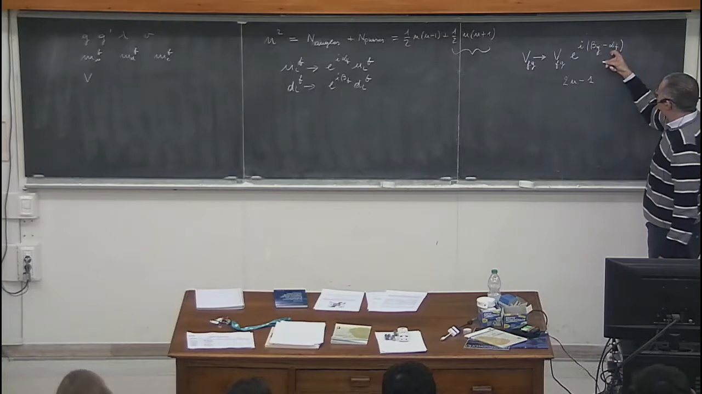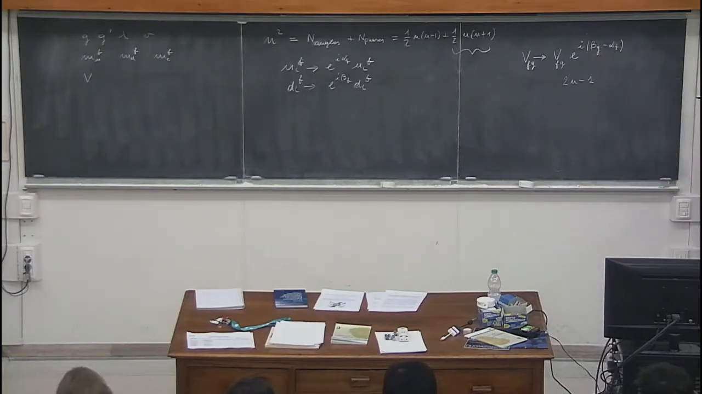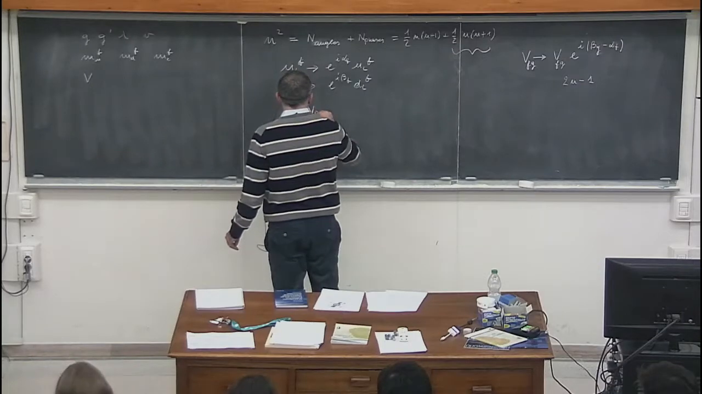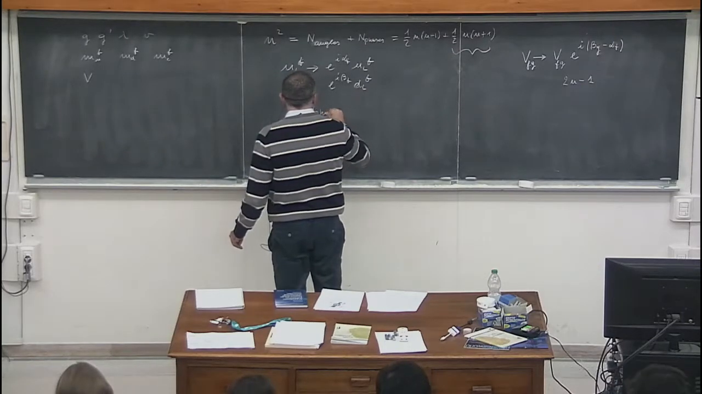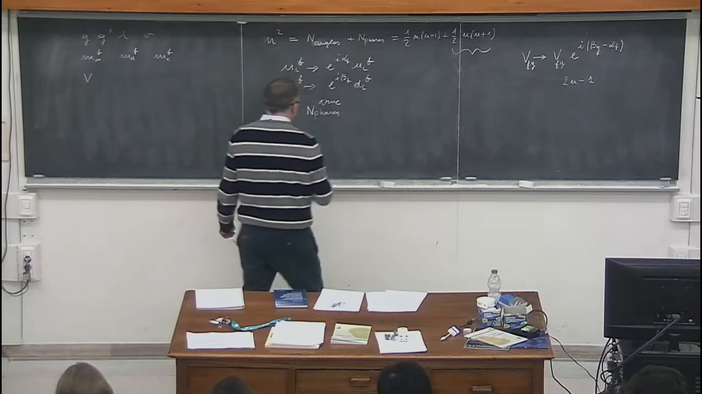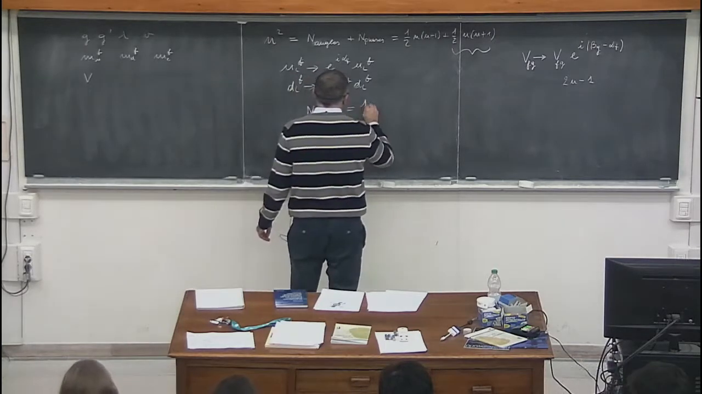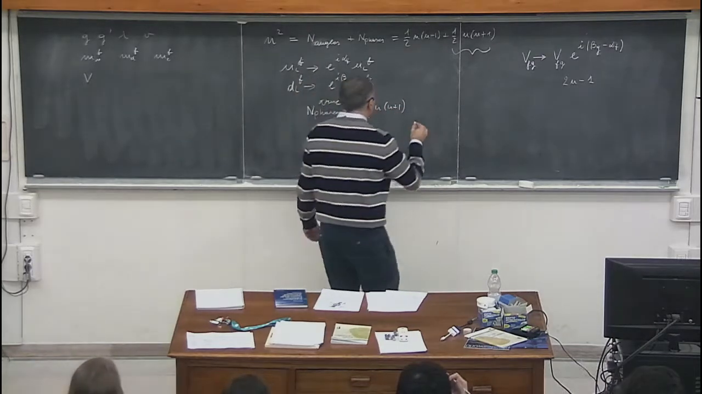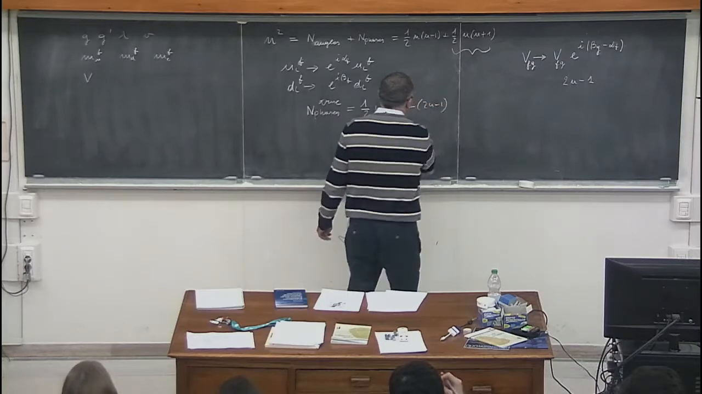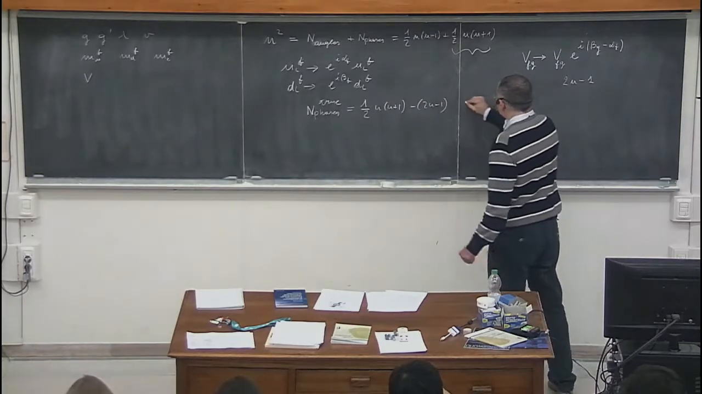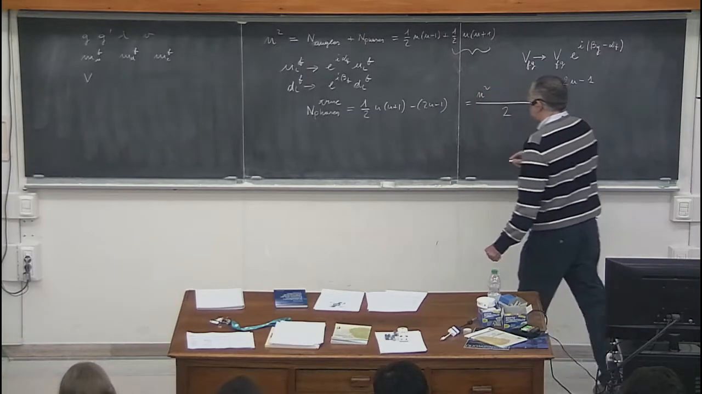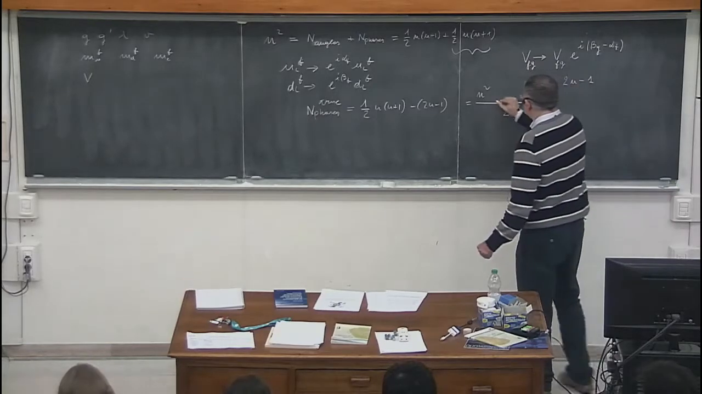So the true number of phases is not 1/2 times n minus 1 times n minus 2, but it is that minus 2n minus 1, which is n square minus 3n plus 2, all divided by 2, minus 2n plus 1.